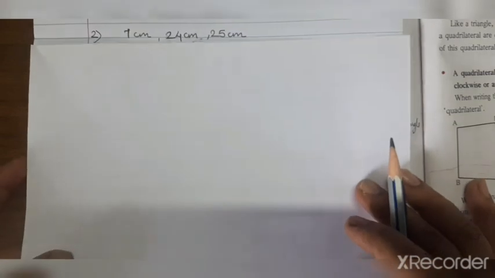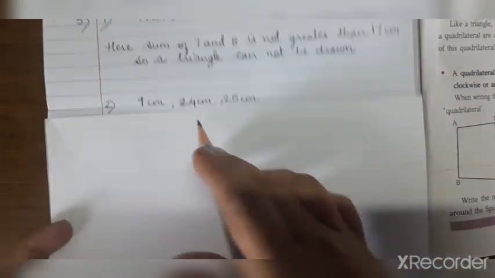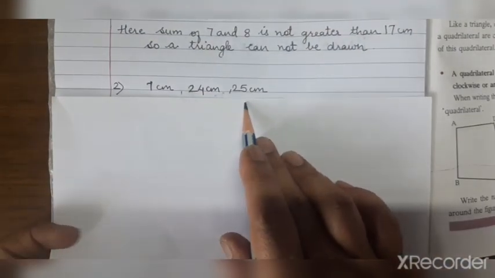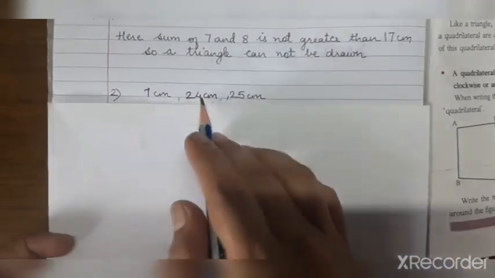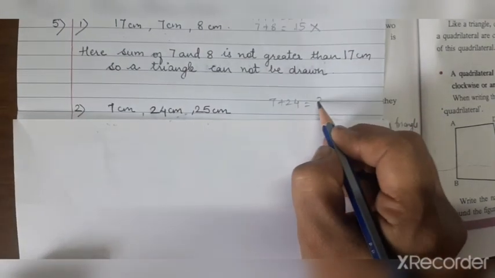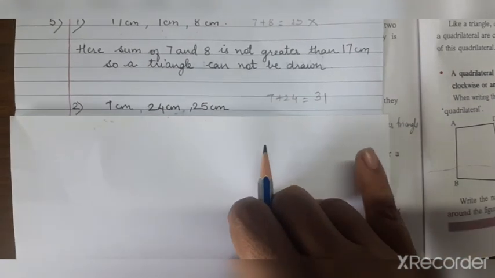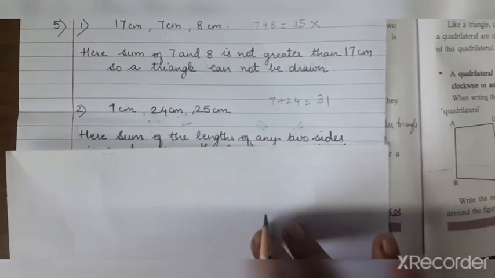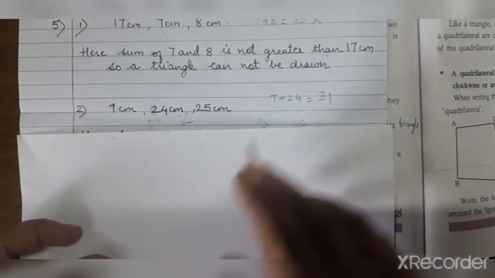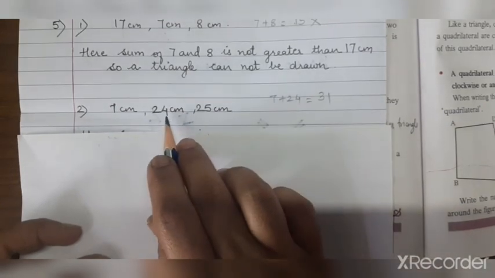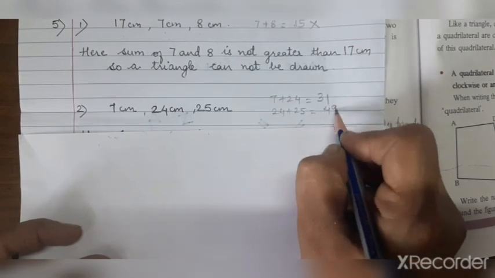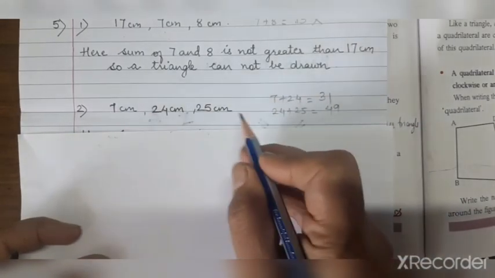Okay, now next: 7, 24 and 25. This rough work you need not show. You can do it in your rough. We add any two sides. Like 7 plus 24, if we add, it is 31. Clear? So 31 is greater than 25, and therefore we can construct a triangle. Then the other two, 24 plus 25, it is 49. 49 is greater than 7. So we can construct a triangle.